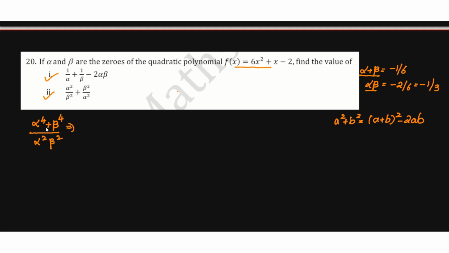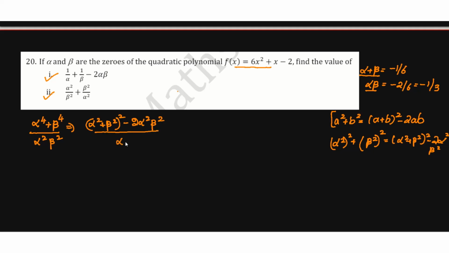So I don't know the value of alpha power 4 and beta power 4. So I'm going to remember this identity, a square plus b square is equal to a plus b the whole square minus 2ab. Instead of a, I'm putting alpha square as a and beta square as b, the whole square, which is equal to alpha square plus beta square the whole square minus 2 alpha square beta square. So I'm going to write it here, minus 2 alpha square beta square.